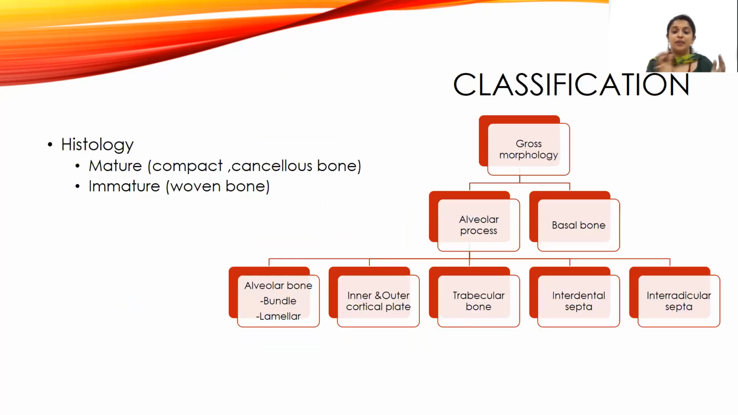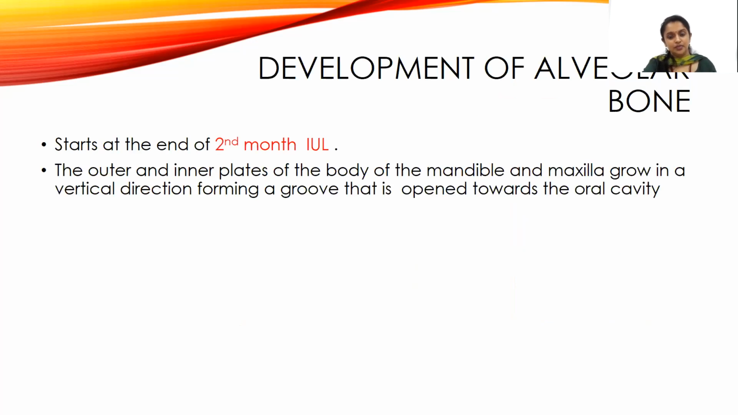Another classification is based on histology. You might be knowing what an immature bone and a mature bone are. And here also, like any other bone in our body, alveolar bone also has a mature and immature kind of composition. Based on gross morphology, it is alveolar process and basal bone. Alveolar process can be further divided into alveolar bone, bundle and lamellar, inner and outer cortical plate, trabecular bone, interdental septa, and interradicular septa.